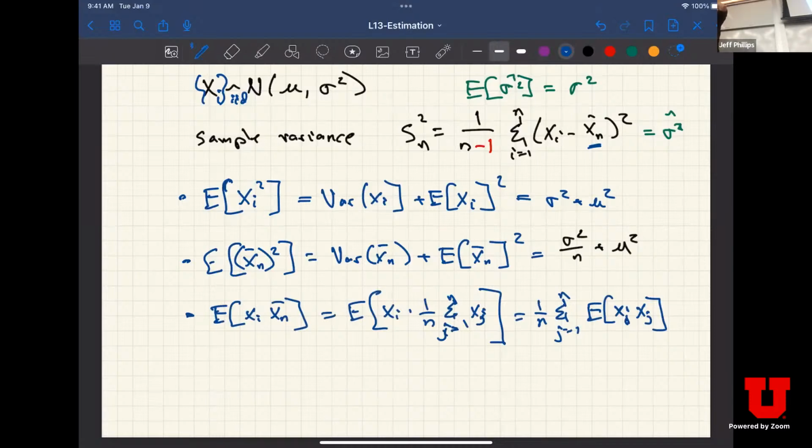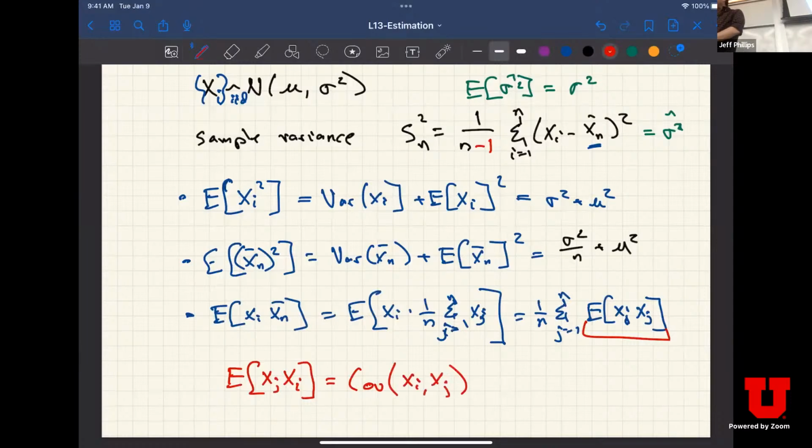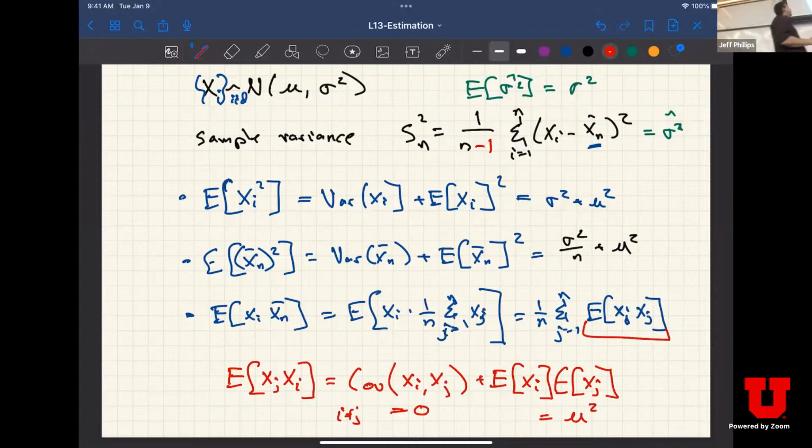Now I want to look at what this term is. This is the expected value of Xj Xi. This is equal to the covariance, from the joint distribution of Xi and Xj, plus the expected value of Xi times the expected value of Xj. If i is not equal to j, then the covariance is going to be 0. So then this is equal to mu squared, because they both have expected value mu, and so the covariance is 0.